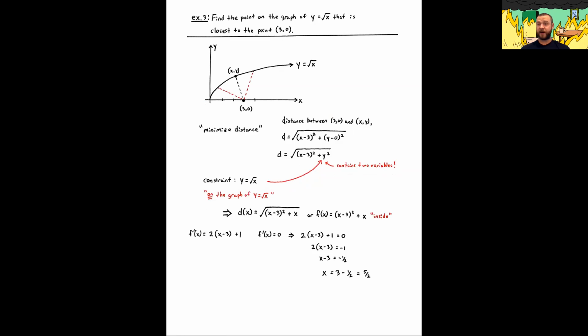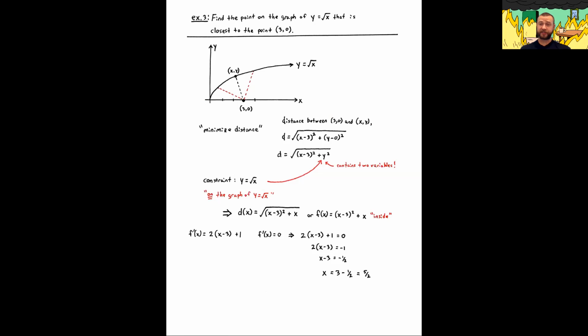That's never undefined, so we can jump straight to finding where that derivative equals 0 to get critical points. The steps here should be pretty straightforward. Set that derivative equal to 0, subtract 1, divide by 2, and then add 3. And you should find your x-coordinate as 5/2, which is 2.5, which is what we expected just by eyeballing in our sketch, somewhere between 2 and 3.